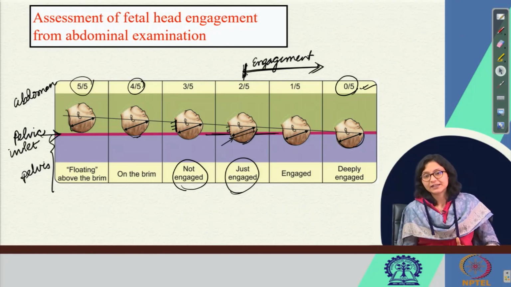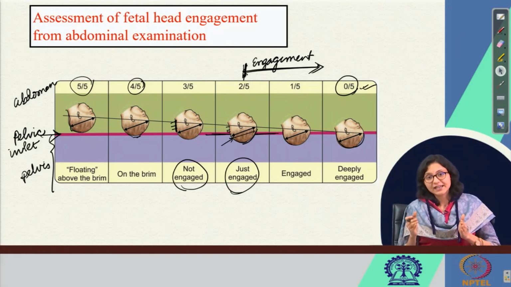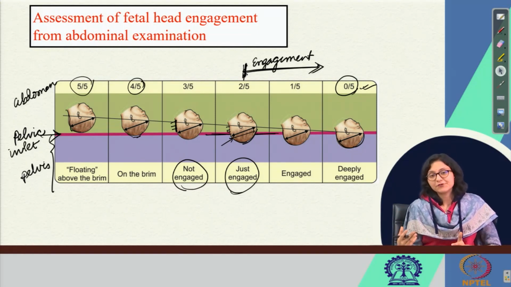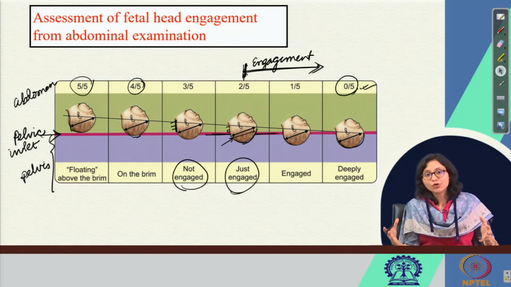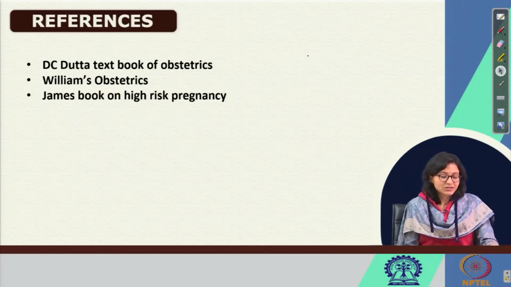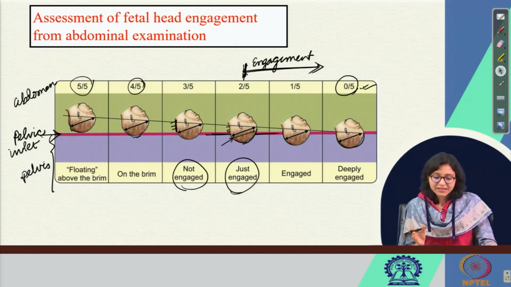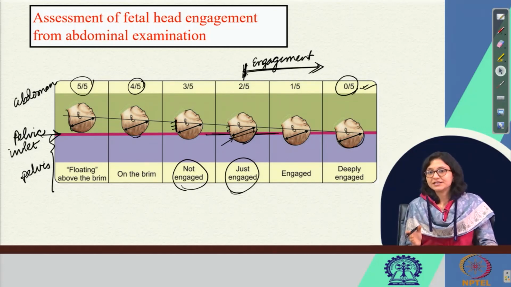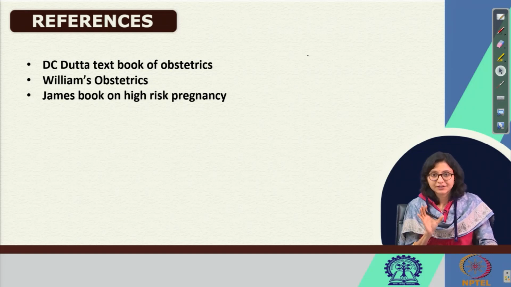So we get an idea of engagement, and this is important because delayed engagement can tell us a lot of things, that there may be some cephalopelvic disproportion, the fetal head is larger in size and it is not going down. So there will be difficulties in normal delivery, right. So these were regarding the examination, the obstetrical grips, and the assessment of the descent of the fetal head with the timing of engagement. So this was clinical examination, and I have given it in a nutshell.